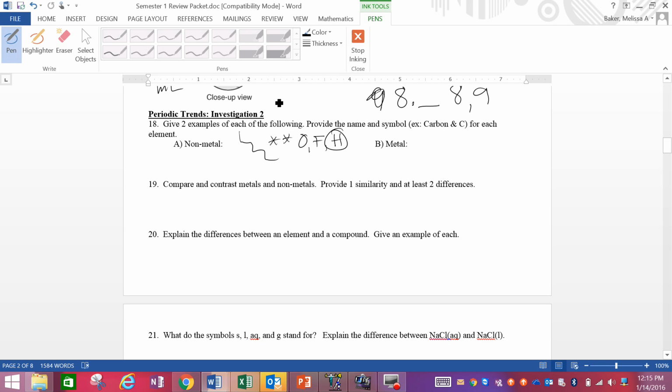Let's see. Examples of metals. So that's everything to the left. There's lots of different things you could choose: sodium, copper, zinc, anything to the left of the zigzag.